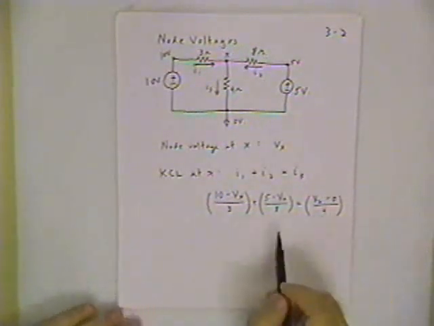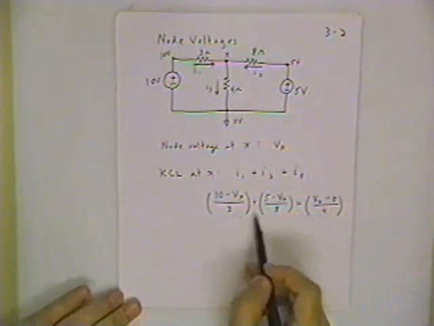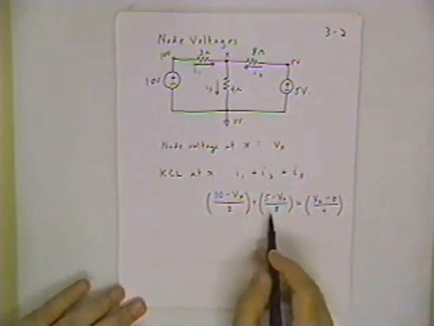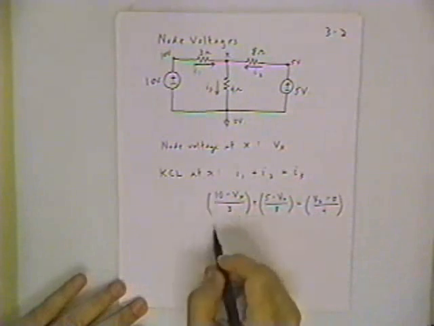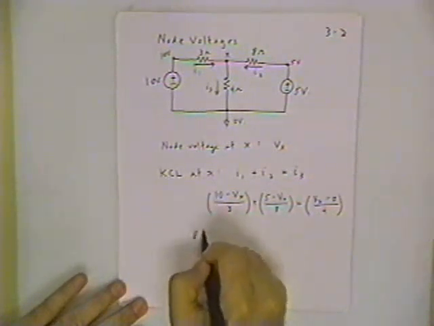Now, just as an algebraic point, it would be useful to multiply through by, let's say, a factor of 24 to clear all these ratios. So if I multiply through by 24, I get a factor of 8 here.